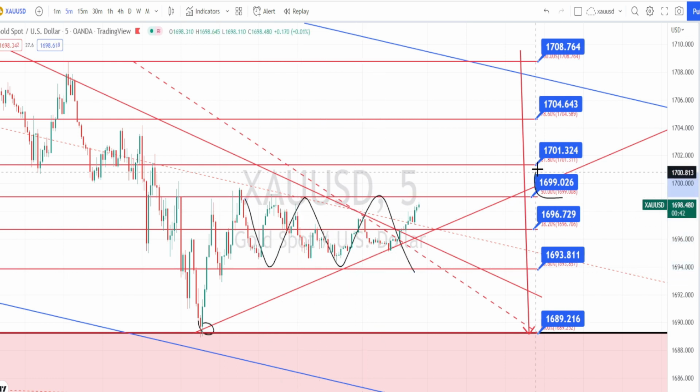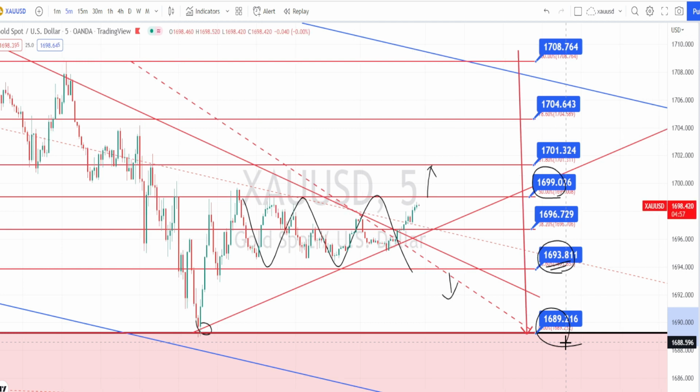Wait for the price action to break this resistance level of 1699 or 1700 in order to continue trading on the bullish side, or wait for the price action to break the previous support level of 1693 to take trades on the bearish side trend reversal. The next level of support from the higher time frame is going to be around 1689.